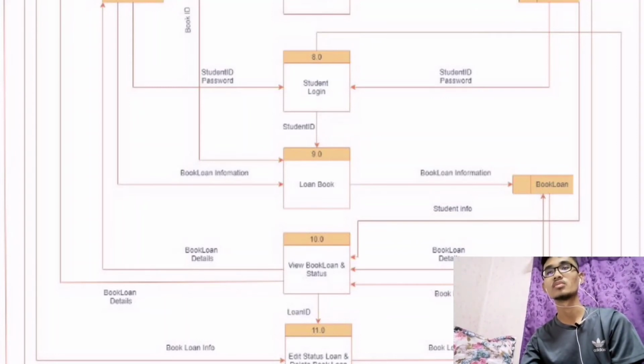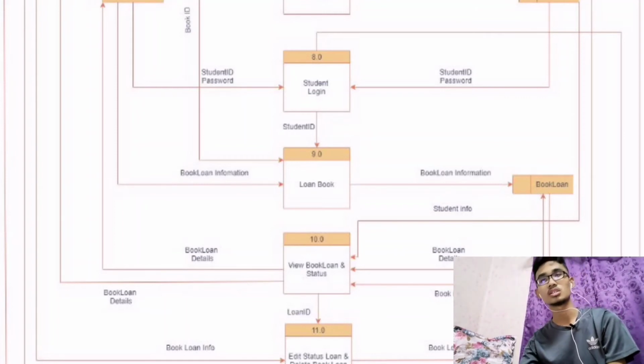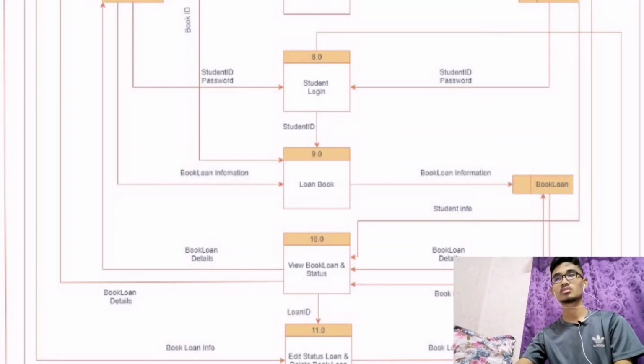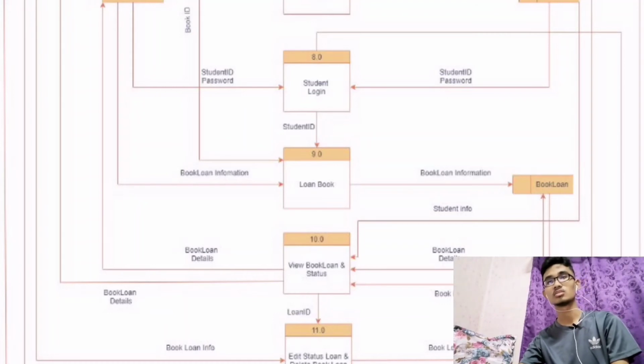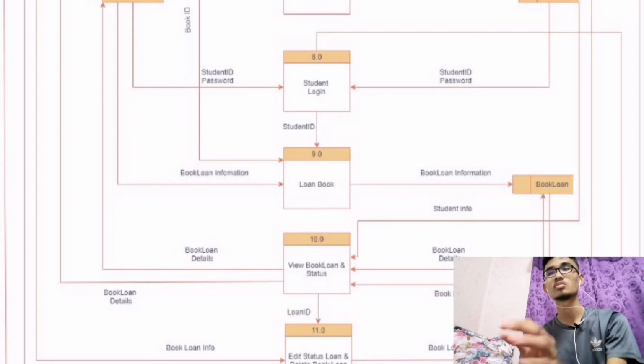Next is view book loan and status. Here is where the student can see their loan status, either the library staff has proceeded with it or not. So let's move on to the information system.